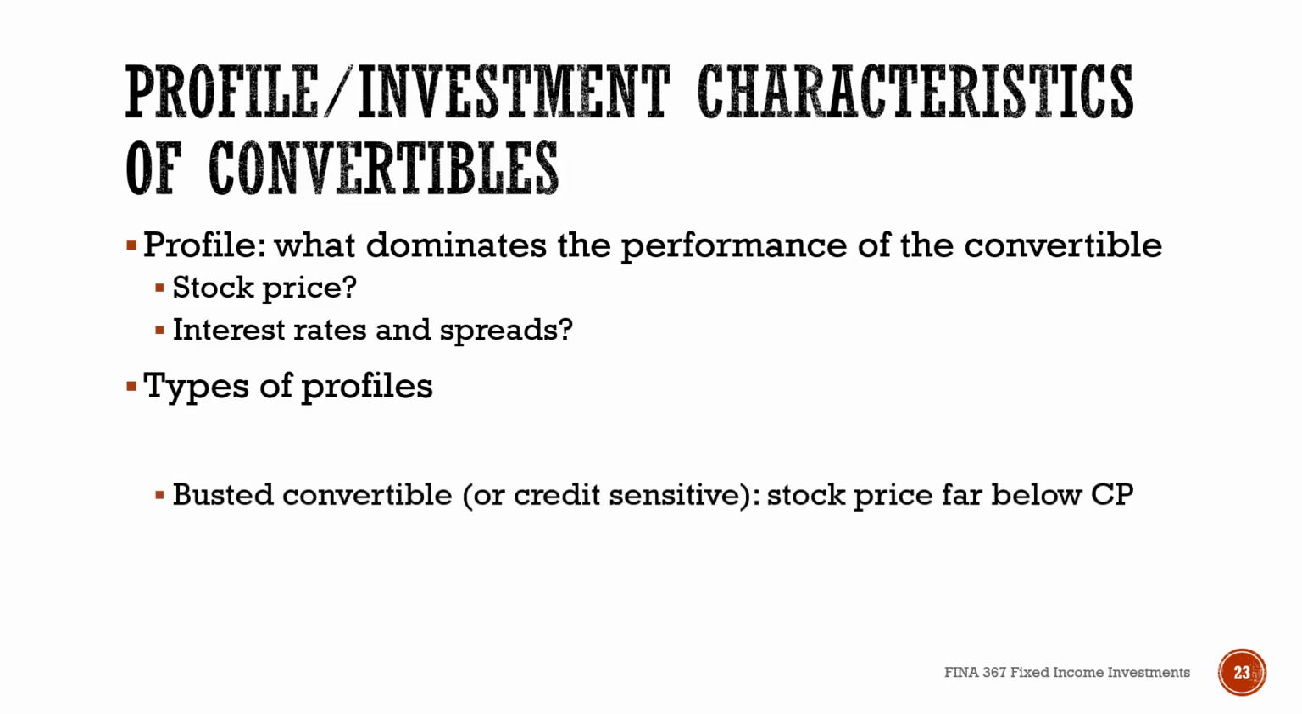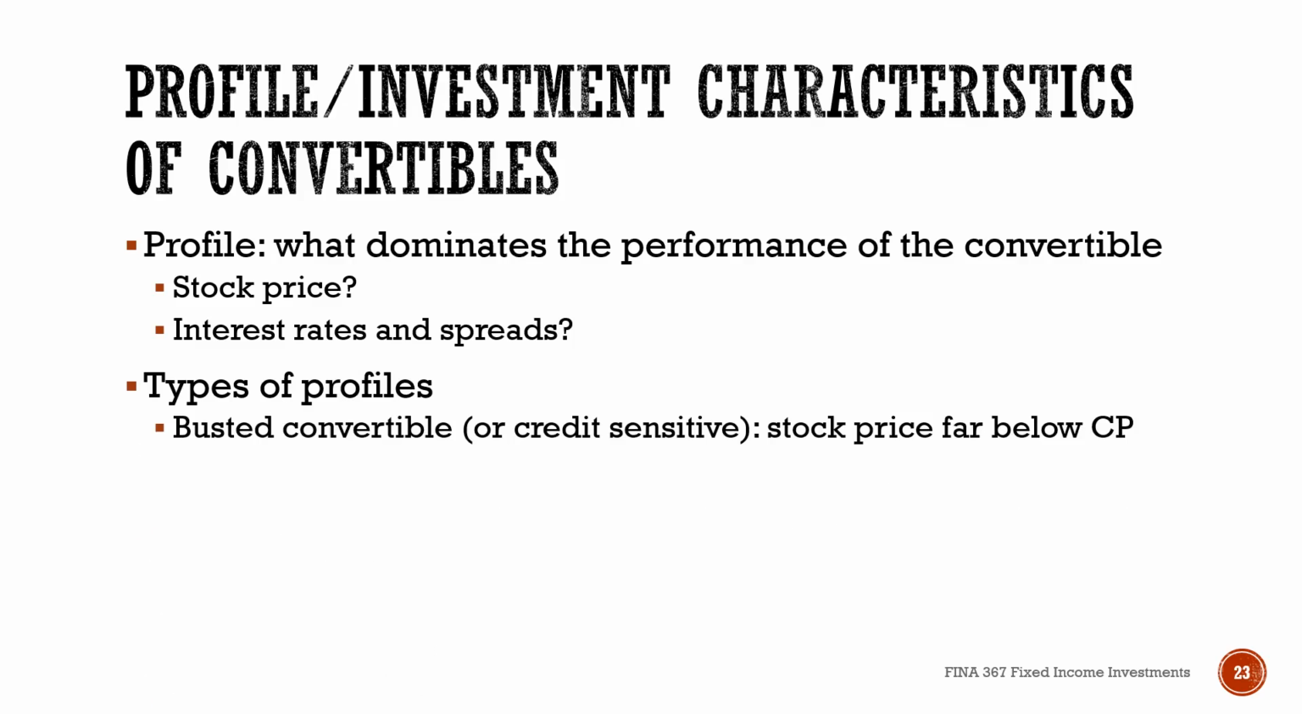The first one is called the busted convertible. This is the case when the stock price is far below the conversion price. That will make the conversion very unlikely. Therefore, this convertible bond will behave much like a non-convertible bond, because you're not going to convert it; you want to keep the bond itself. In this case, the analysis of the convertible bond should consider mostly the factors related to the bond market, for example interest rate, credit spread, liquidity spread, and so forth.